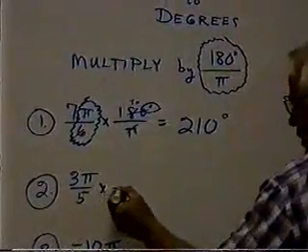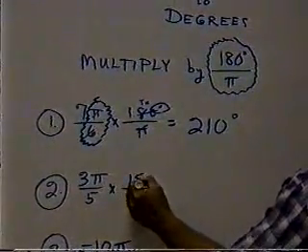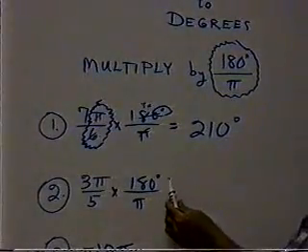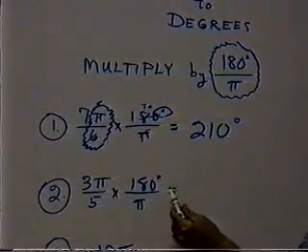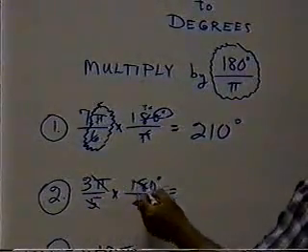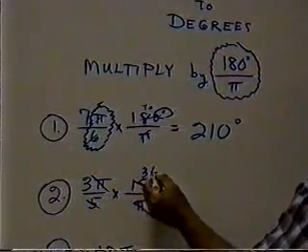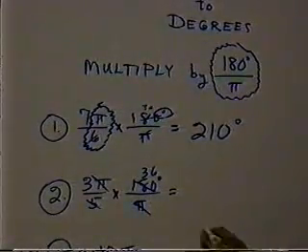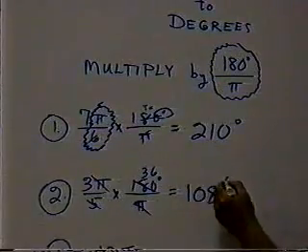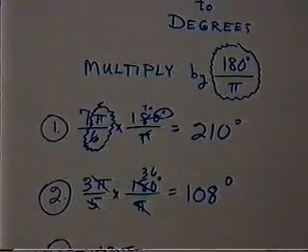Then we're going to multiply that by 180 degrees over pi radians. So when we do this, we'll get an answer in degrees. Well, let's see. The pi's divide out. 5 will go into 180 how many times? 36. Okay. Then 3 times 36, I believe, is 108 degrees. All right. So that gets the job done.